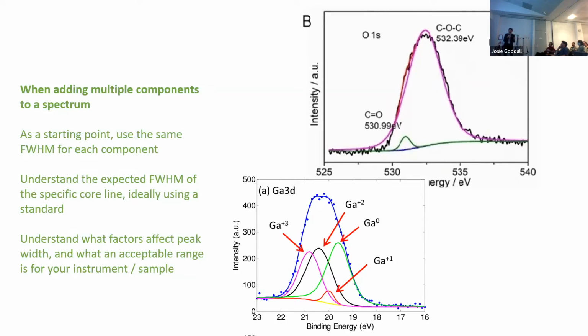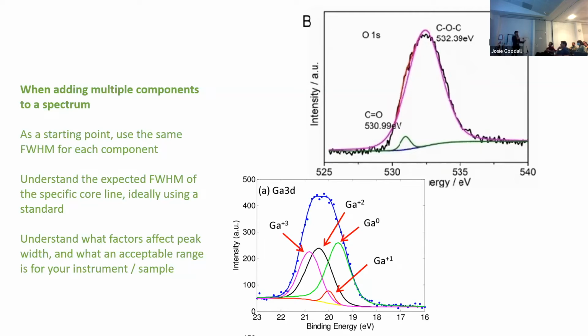It doesn't mean there can't be variation between different chemical environments of the same element, but it's a good starting point. Understanding the expected full width half maximum of the specific core line, again, ideally using a standard. So come back to this idea again. It's really useful to avoid many of these problems to measure a standard.